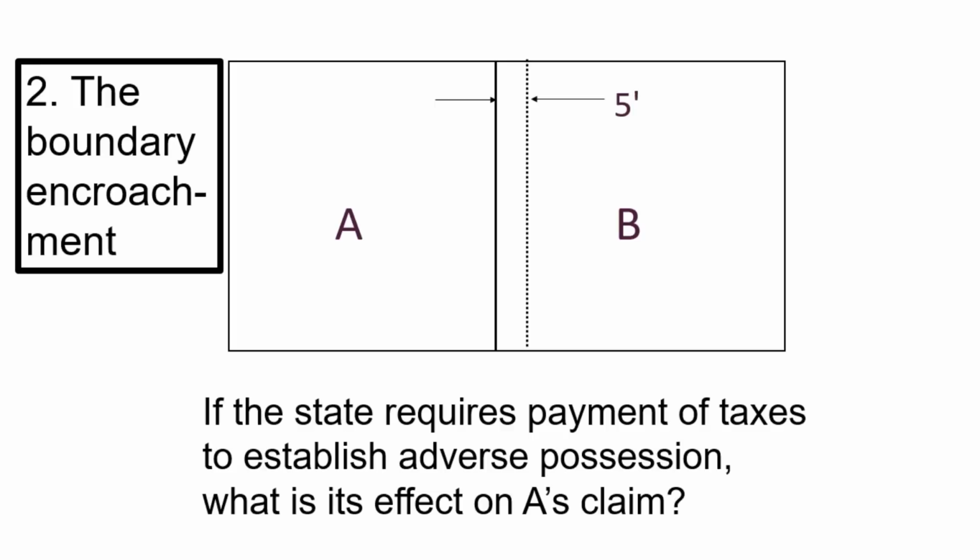And the reason is the taxing authorities, the assessor or tax collector, whatever he might be called in the particular state, will assess the taxes on the basis of the legal parcels as shown in the deed description. So A has one parcel and B has another, and B almost undoubtedly will be paying the taxes on all of B's parcel, including the 5-foot strip. So the result is that in a state that requires payment of taxes, A won't be able to establish title to the strip by adverse possession, and B will be able to keep it instead.